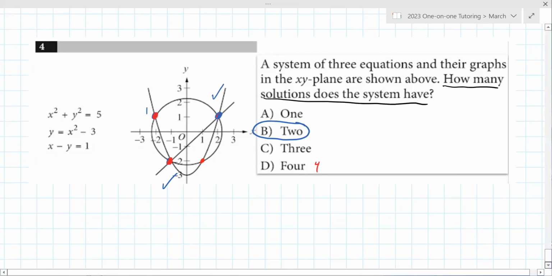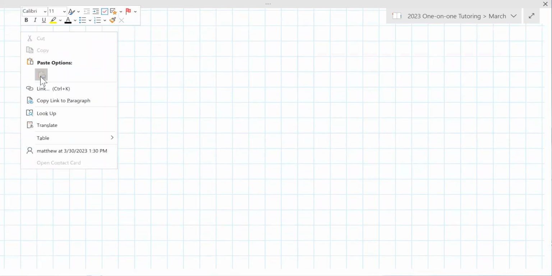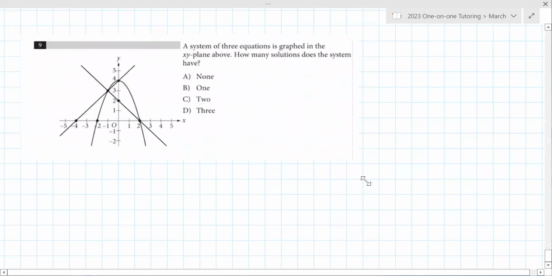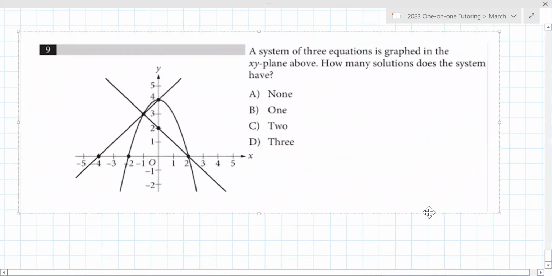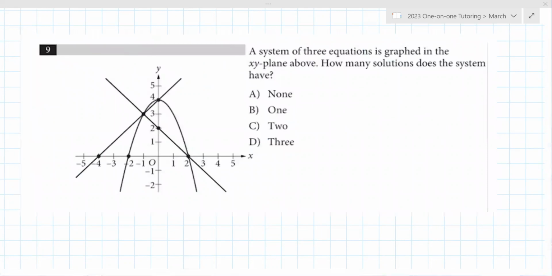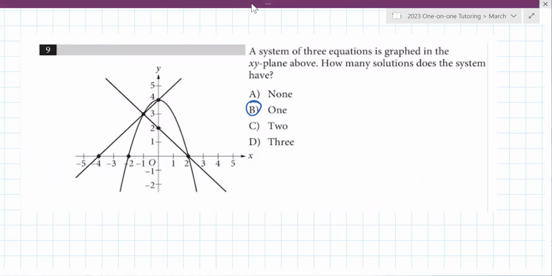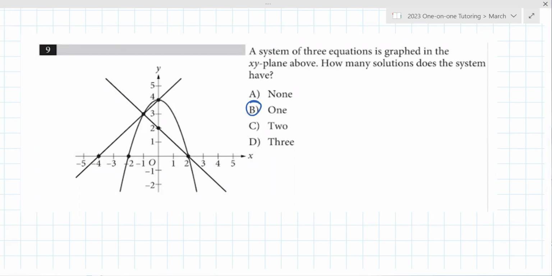Okay, so let me throw this in front of you here. It's very similar to the last one. Let's see, go ahead and look at this and let me know what you think. It's the answer B. Yes. Very good.